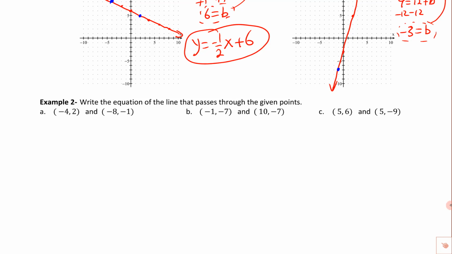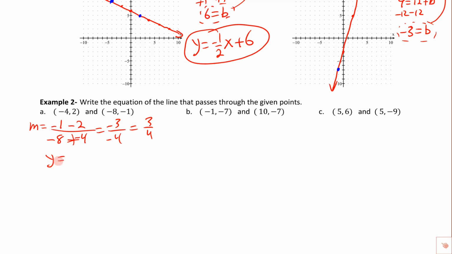A couple of these, you're going to notice some interesting information. So I'm going to grab this. First thing we want to do is find the slope. So I'm going to do -1 minus the 2, -8 minus the -4. Be careful with those. If you make a mistake here, you're going to get the answer wrong. So this is going to be -3. This is a plus, so that's going to be a -4. So this is going to be 3/4. So the slope on this one is 3/4.